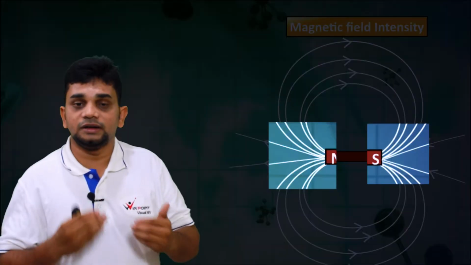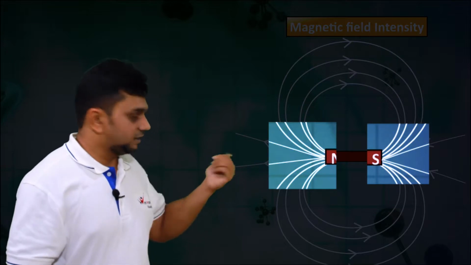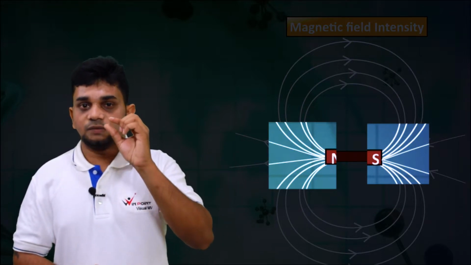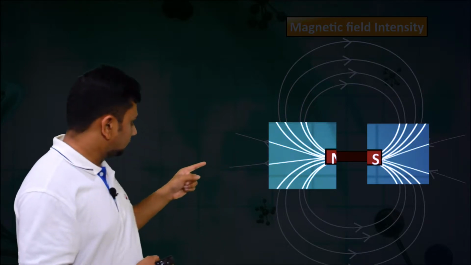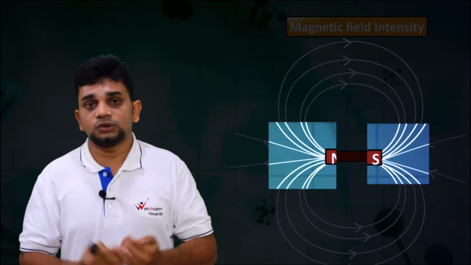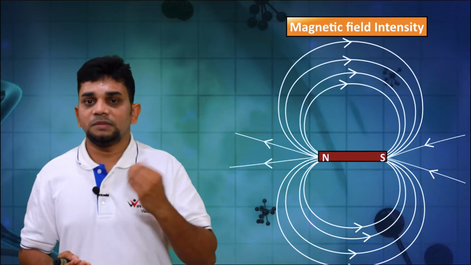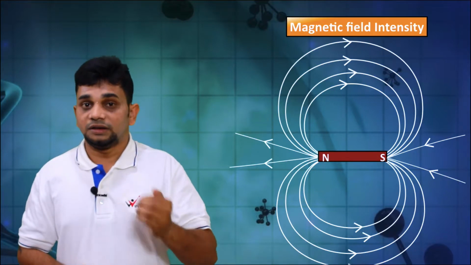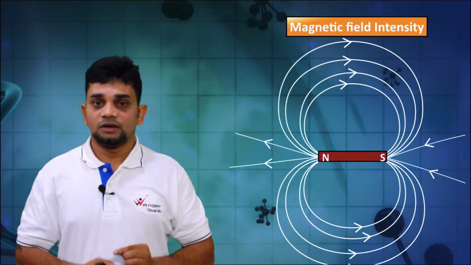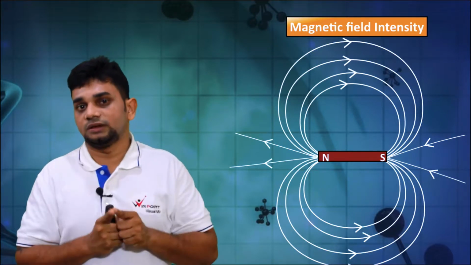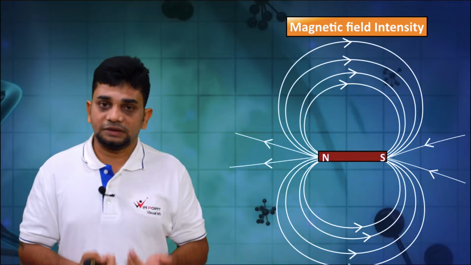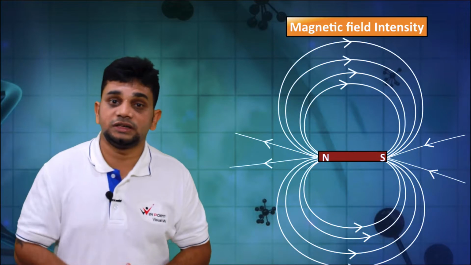The magnetic field intensity is more in this area because the field lines are very close to each other. Here you can see that the field lines are very close to each other. In this region, the strength is more. So what is magnetic field intensity? It is a degree of closeness of these lines. If the lines are very close to each other, then the magnetic field intensity is more.